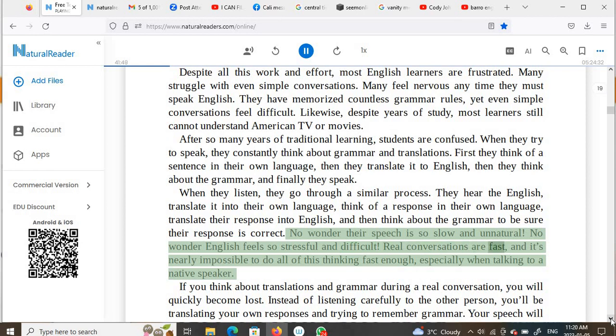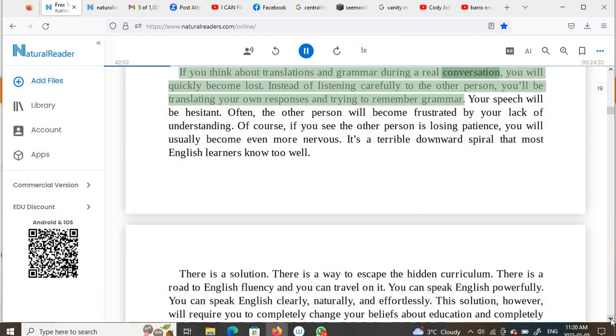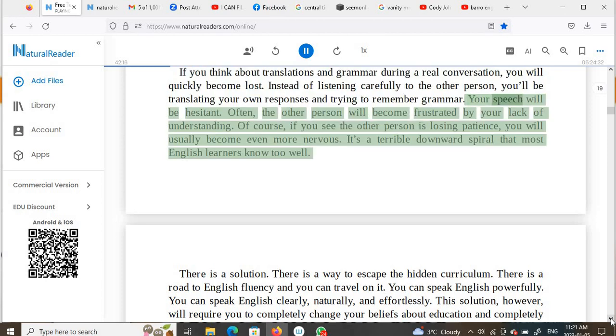Real conversations are fast, and it's nearly impossible to do all of this thinking fast enough, especially when talking to a native speaker. If you think about translations and grammar during a real conversation, you will quickly become lost. Instead of listening carefully to the other person, you'll be translating your own responses and trying to remember grammar. Your speech will be hesitant. Often, the other person will become frustrated by your lack of understanding. Of course, if you see the other person is losing patience, you will usually become even more nervous. It's a terrible downward spiral that most English learners know too well.